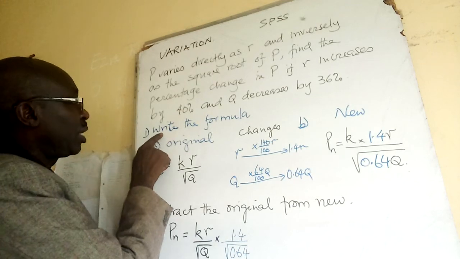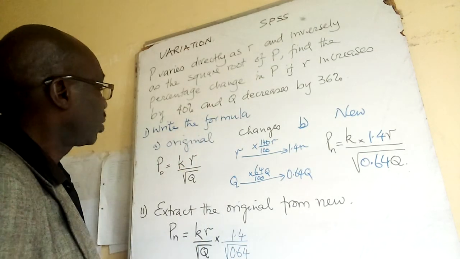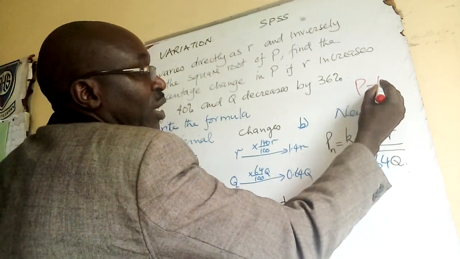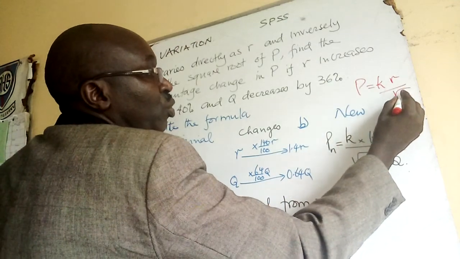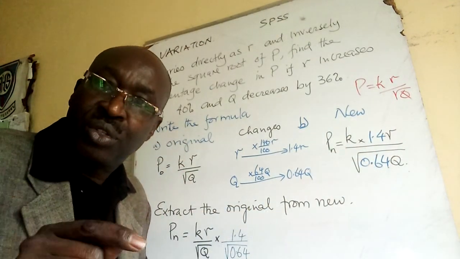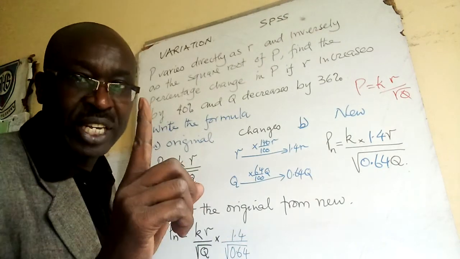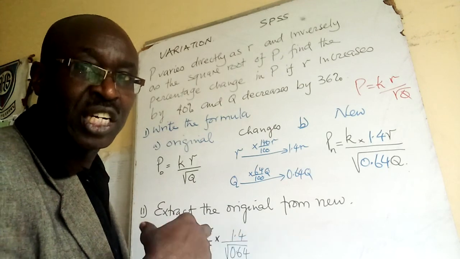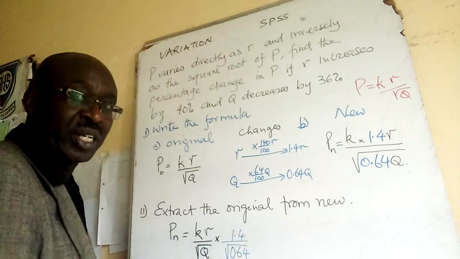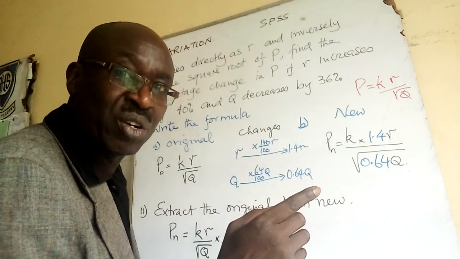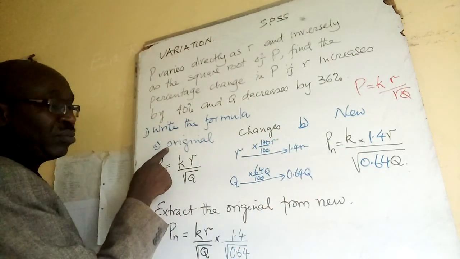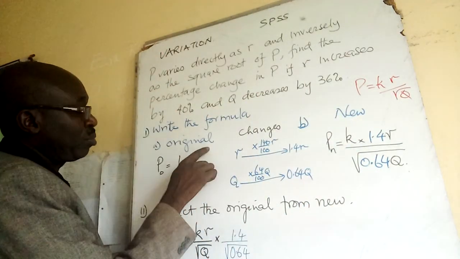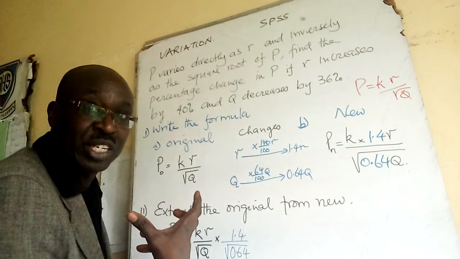Number one, write the formula. So our formula is basically P is equal to K R over root Q. Q, you have to take its root. Mistake number one for students: when there is a change, they don't involve Q. It may work, but it is not original mathematics. So write the formula. That becomes your original. I've just put it here for my explanation.